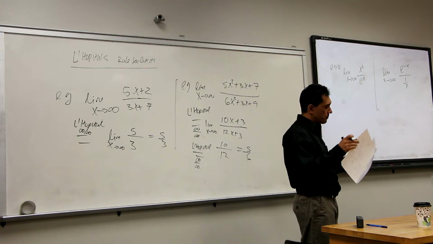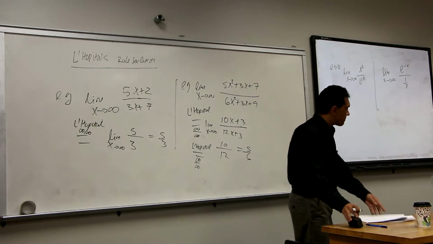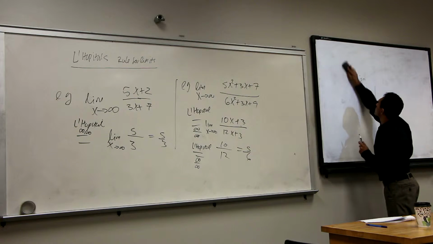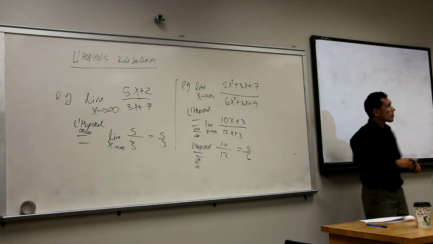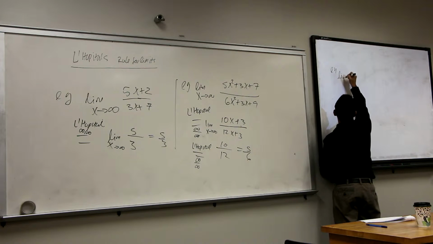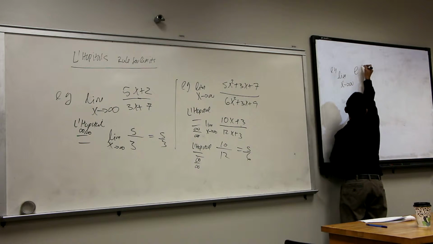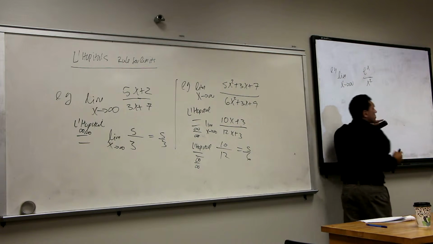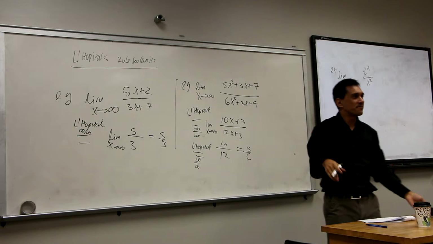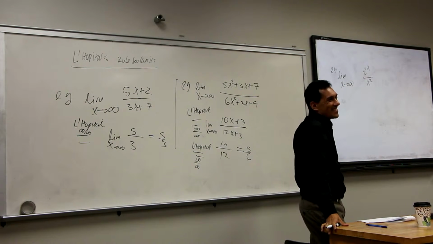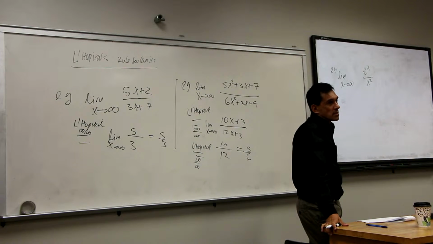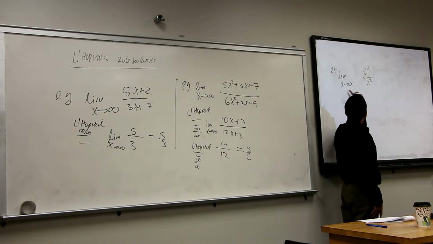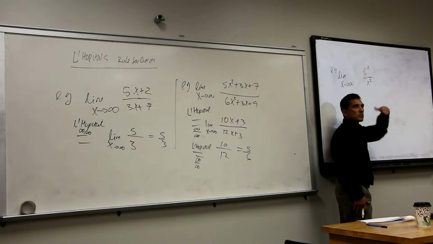Let's do another one. The limit as x goes to infinity of e to the x over x squared. Now your pre-calculus friends will say, okay, that's not a rational function. So well, then I know some calculus. As x goes to infinity, e to the x goes to infinity. As x goes to infinity, x squared goes to infinity. So this is L'Hopital's rule.